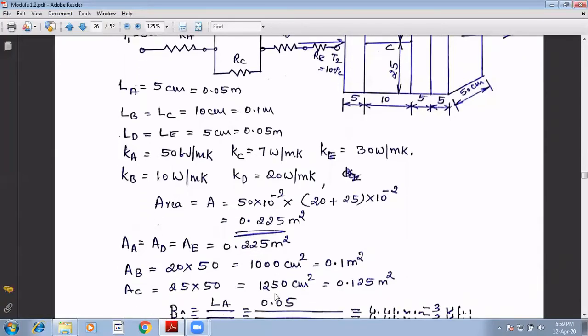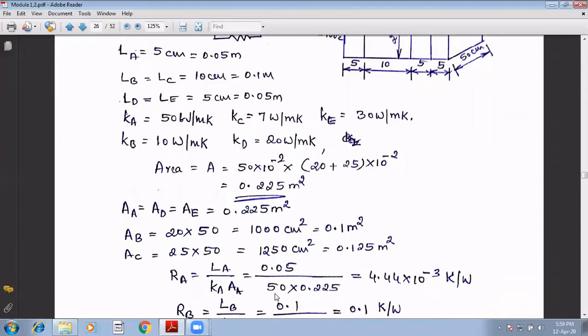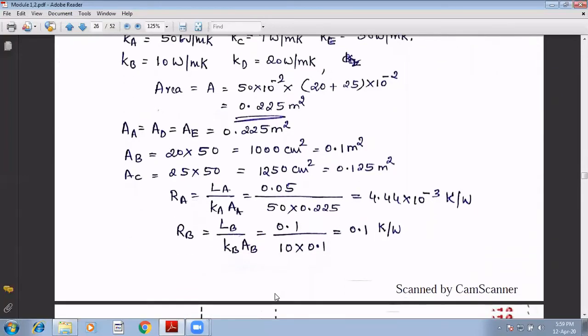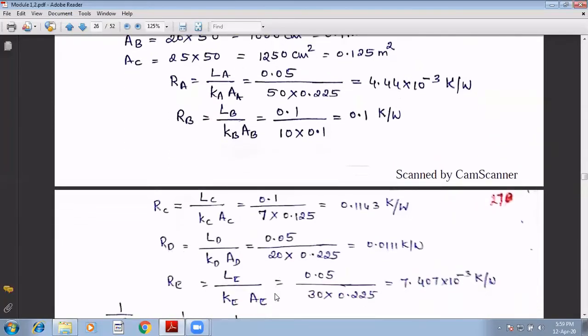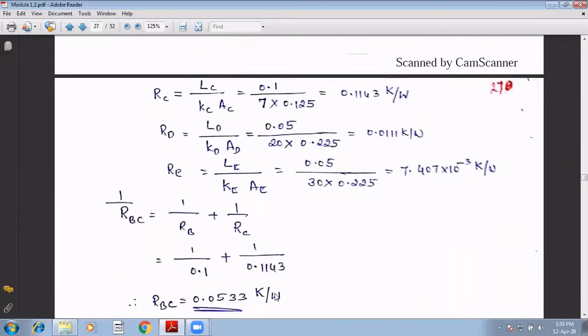Similarly, area for slab B and C is 20 multiplied by 50 and 25 multiplied by 50, so 0.1 and 0.125 meter square. Rest is the same. You need to calculate resistance L over KA. Only conductive resistances are there, to calculate RA, RB, RC, RD and RE.